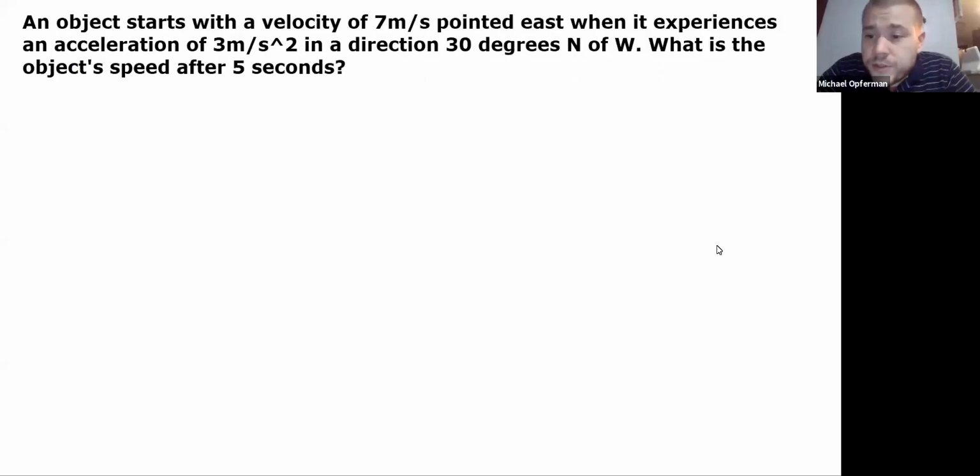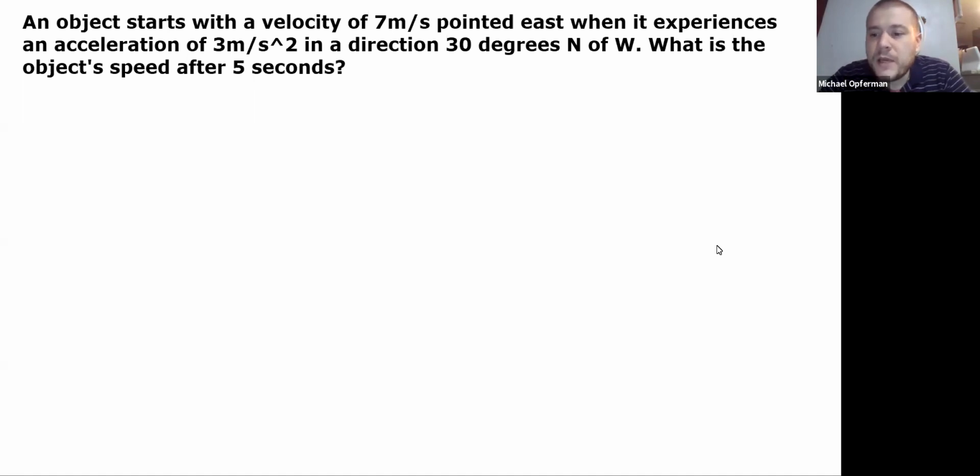In this video, I want to show you an example of solving a two-dimensional kinematics problem. So we have a simple case here. An object starts with a velocity of 7 meters per second pointing east. When it experiences an acceleration of 3 meters per square second in the direction 30 degrees north of west, what is the object's speed after 5 seconds?